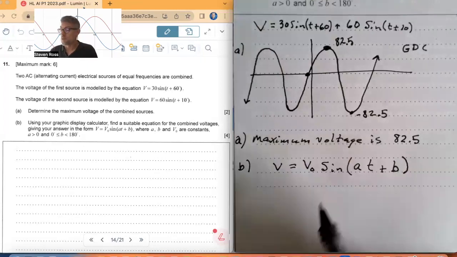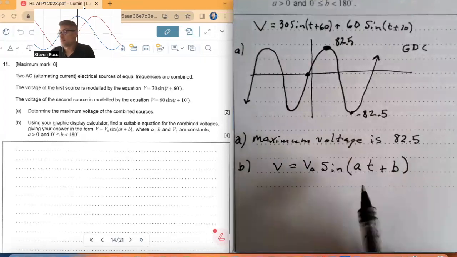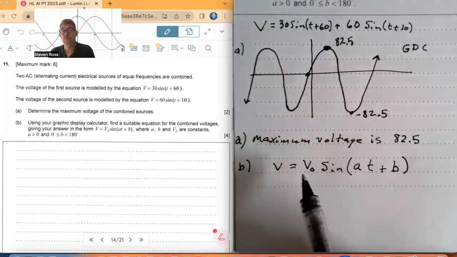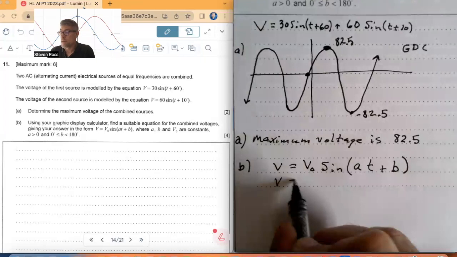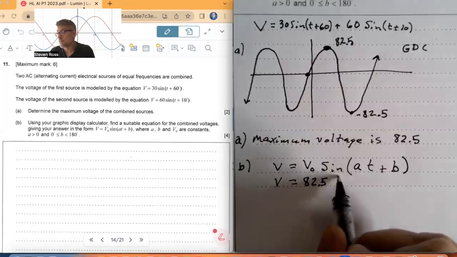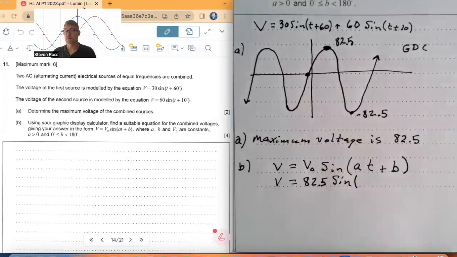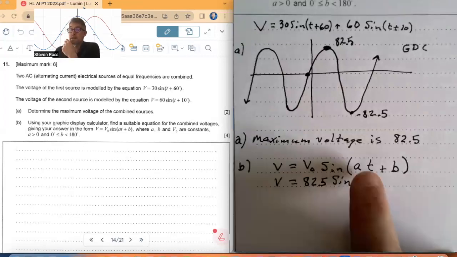So in order to find the equation, there's a few of these constants that we still need to find. I feel like we've already found V naught because that's our maximum. That's our amplitude. That is 82.5 sine of. Okay, so now let's see if we can find this value right here.